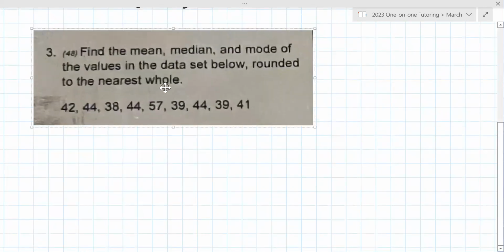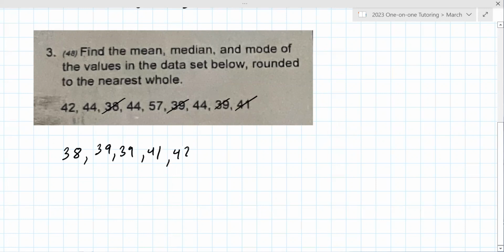All right, find the mean, median, and mode of the values in the data set below, rounded to the nearest whole number. It would be good to put them in numerical order. So 38 is the smallest one. Then there are two 39s. Notice I'm crossing them out as I go. Next is a 41, then a 42, then three 44s, and then a 57.